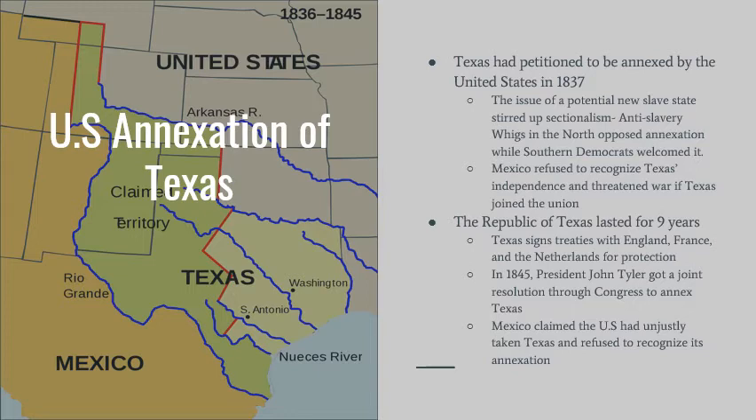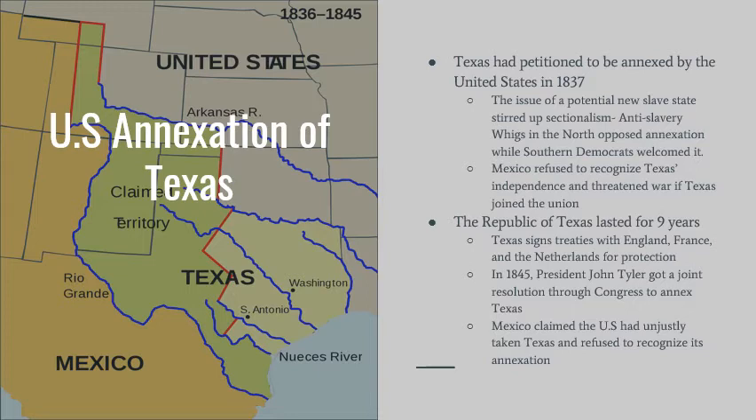Now, the issue here is that Texas wants to be admitted as a slave state, which stirs up sectionalism between the anti-slavery Whigs in the North who opposed annexation and the Southern Democrats who welcomed it. To make matters even more complicated, Mexico refused to recognize Texas's independence and threatened war if Texas joined the Union. Ultimately, the United States rejects Texas's request to join the Union, and that's mainly because the United States didn't want to disturb the sectional balance between slave states and free states.